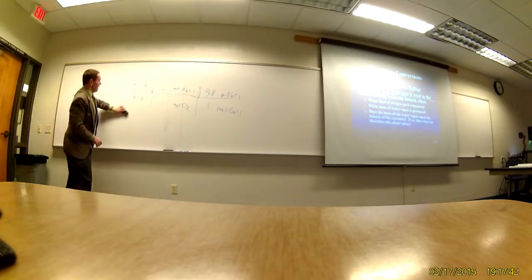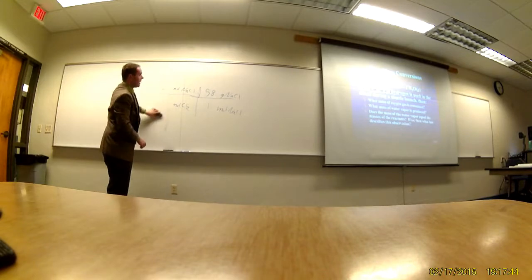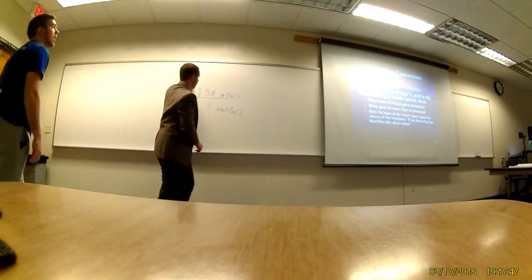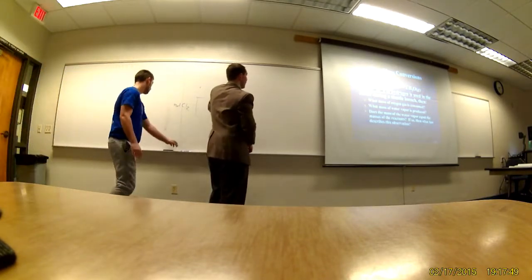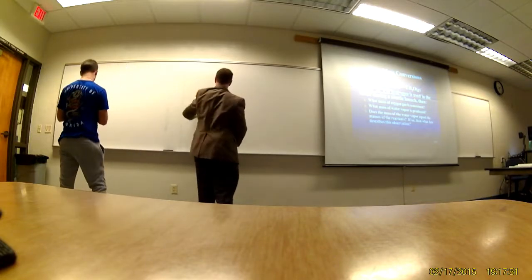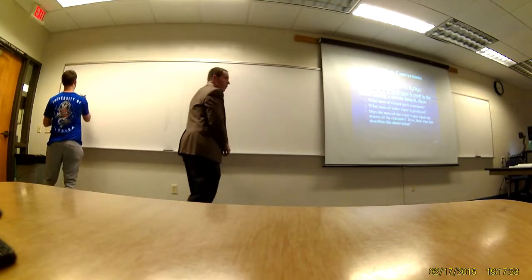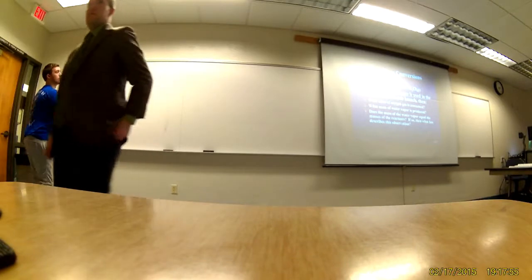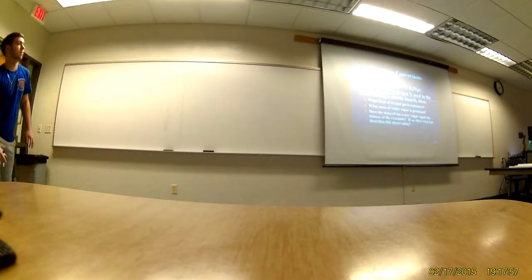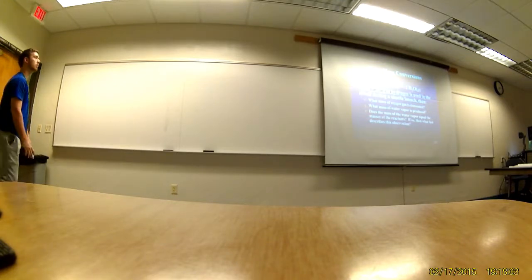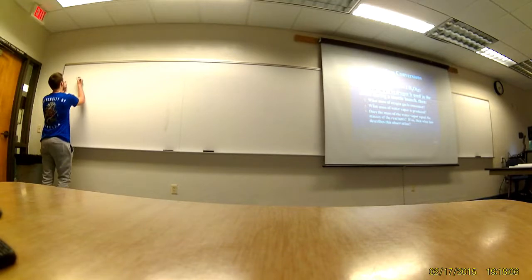Okay. So what is our starting point? 1.8 times 10 to the 8 grams of hydrogen gas. And what are we trying to get to? Let's do number one first. Grams of O2? Yes. So in problem one, we're going from grams of hydrogen to grams of O2.